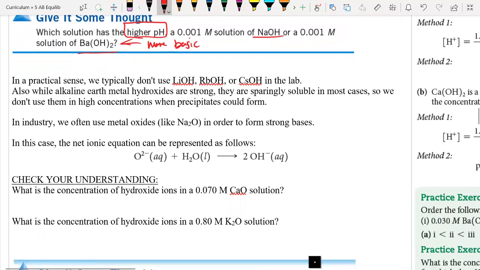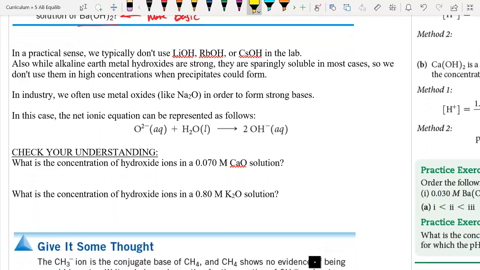So, side note once again, we don't commonly use lithium, rubidium, or cesium hydroxide in the lab just due to cost and availability of some of these compounds. Also, when we're going to be studying some of the alkaline earth metal hydroxides, it is important that we pay attention to the fact that these things are only sparingly soluble. So if we're going to have a situation where precipitates could form, we just have to keep in mind that that is something that can happen. We may not want to use those in certain cases.